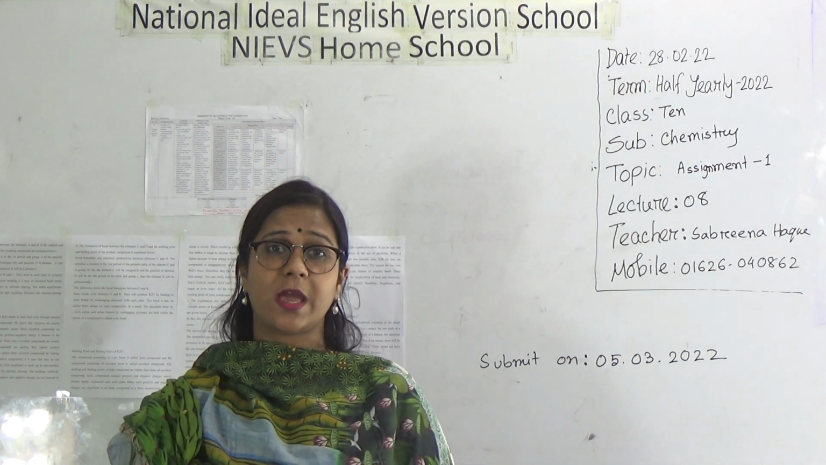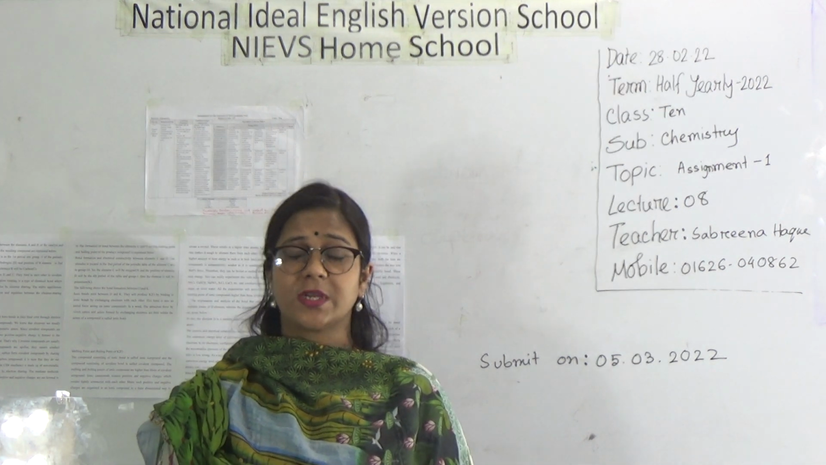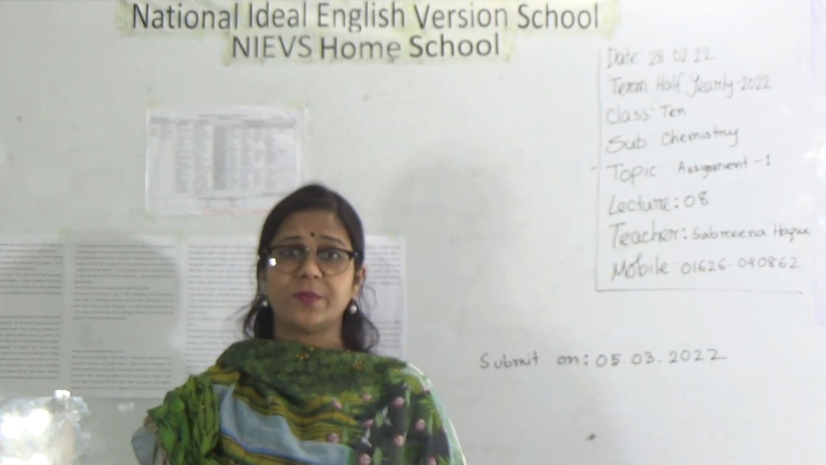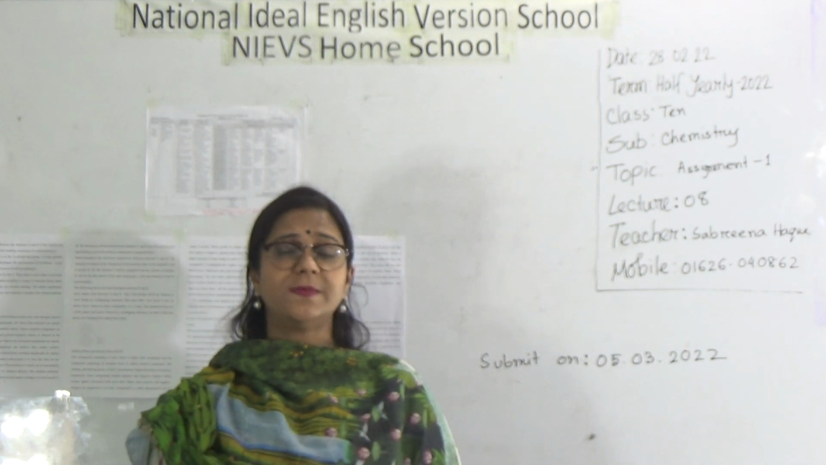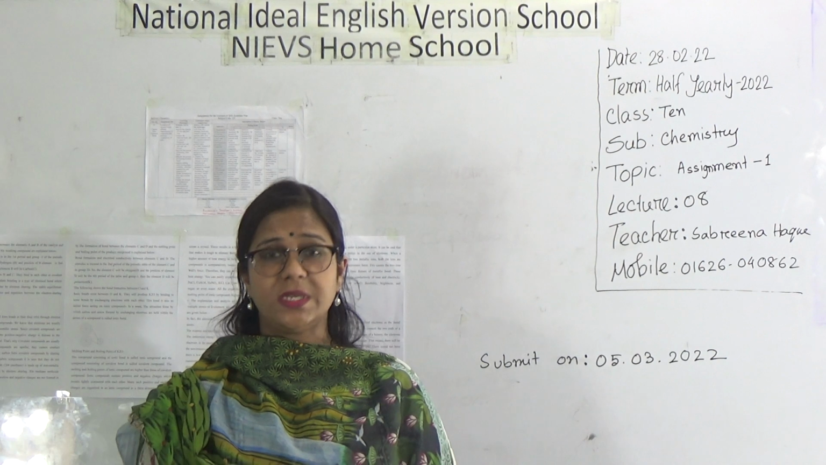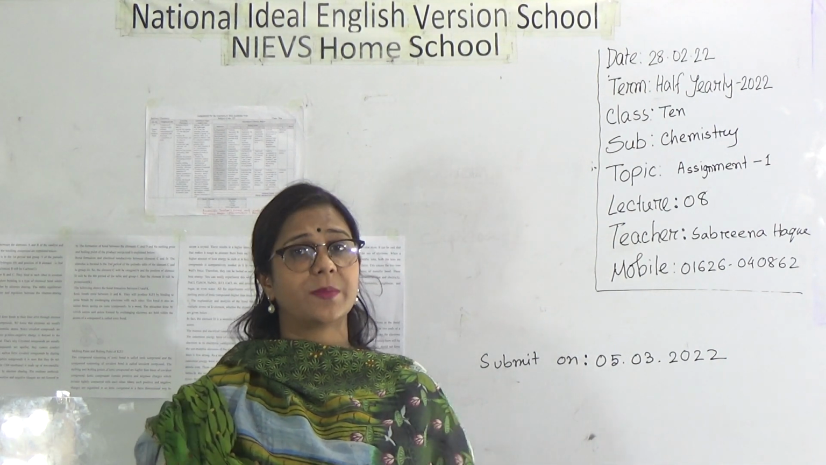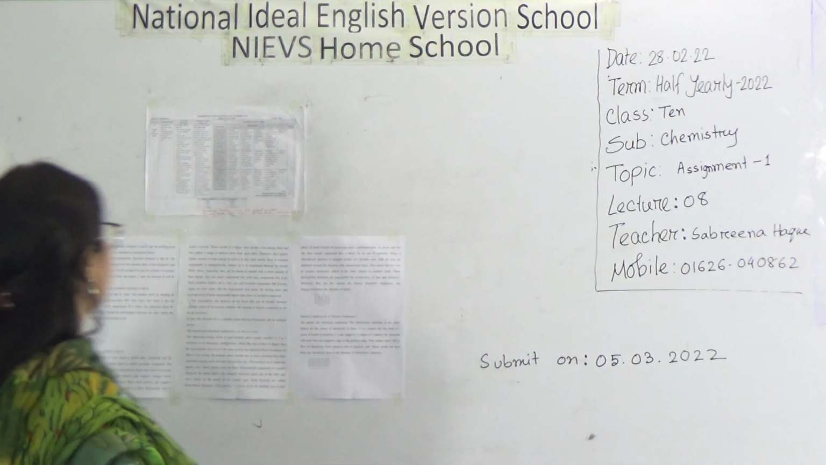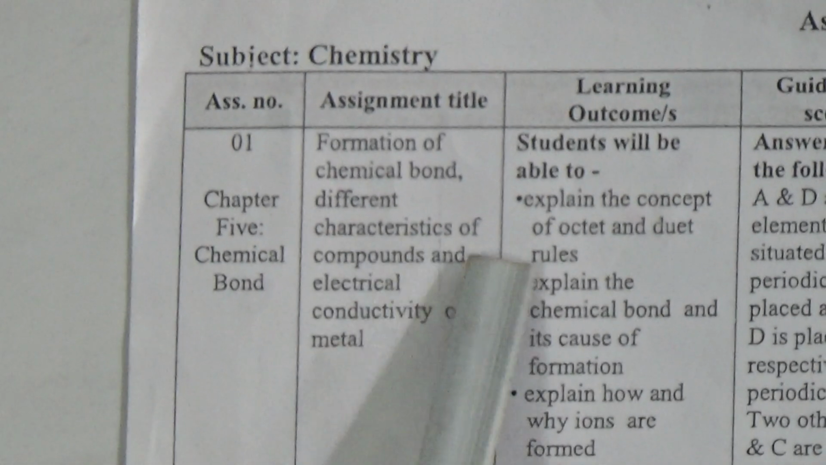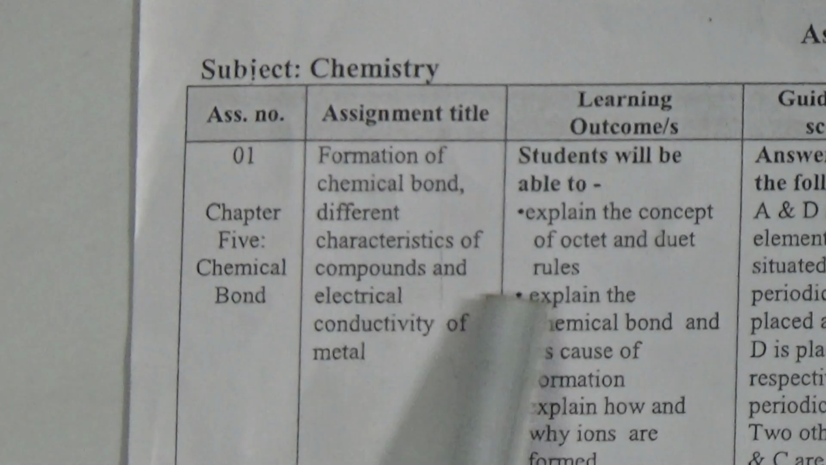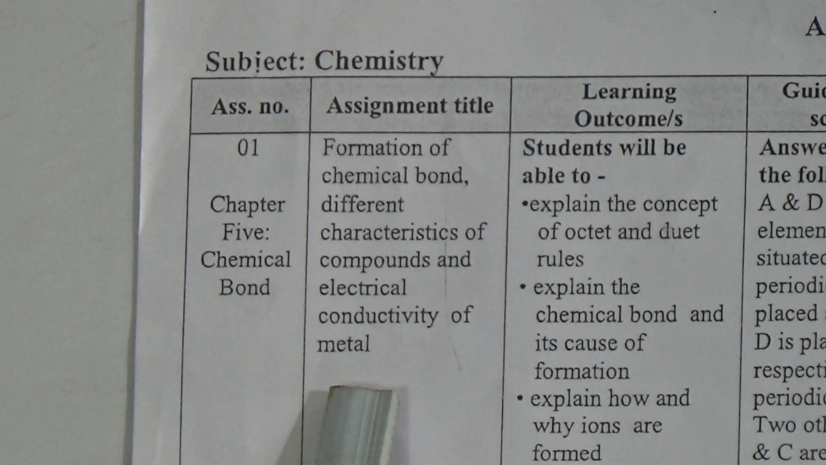Dear students, today I am going to take a chemistry class for class 10 students based on assignment 1, which comes from chapter 5, the chapter named Chemical Bonds. So let us move forward to today's topic. Dear students, the first assignment of 2022 comes from chapter 5, chemical bond, and this is a very important chapter. The assignment title is: the formation of chemical bond, different characteristics of compound and electrical conductivity of metal.